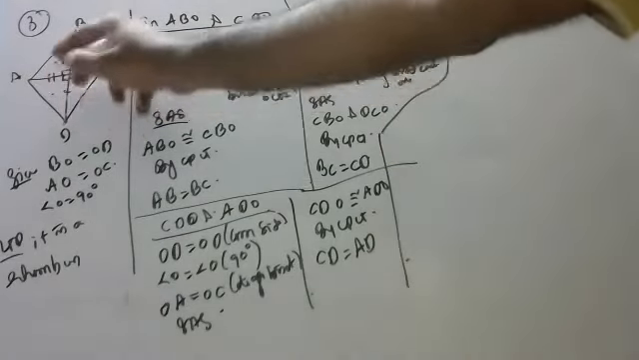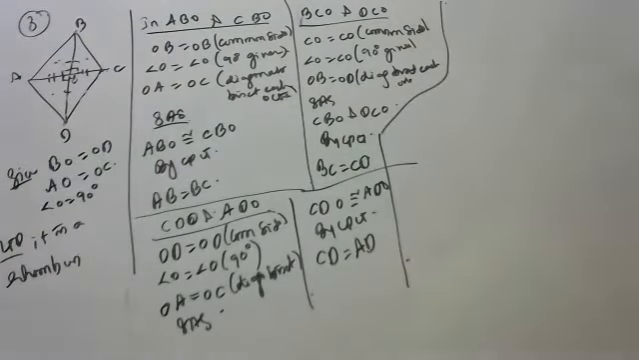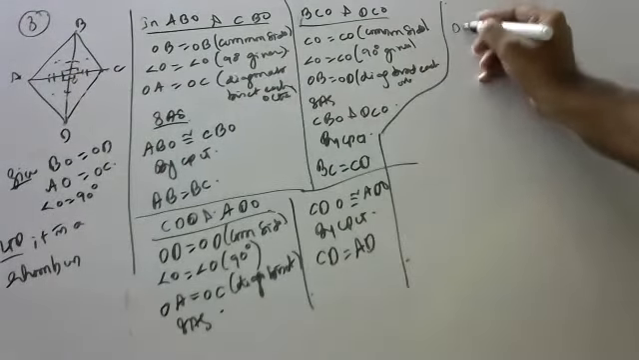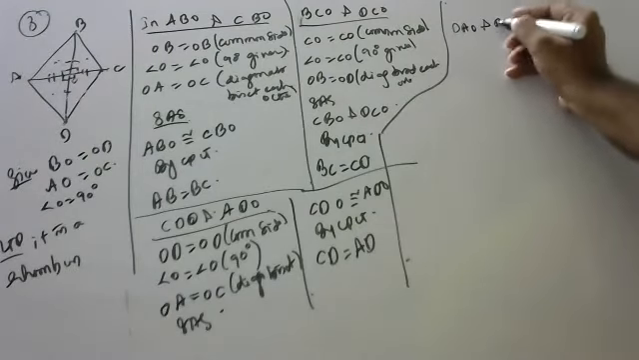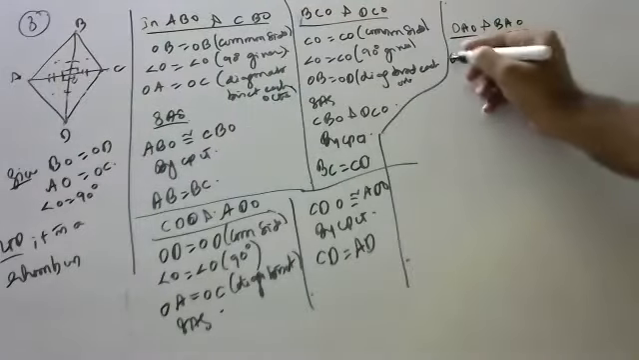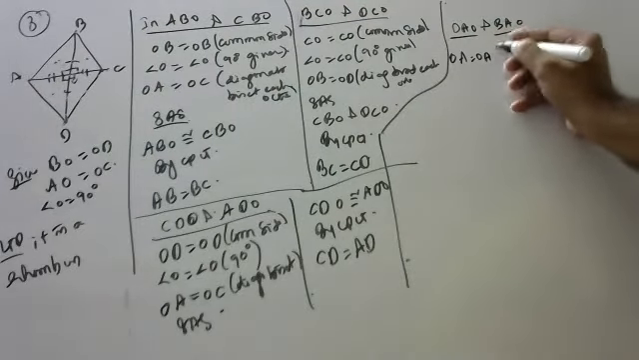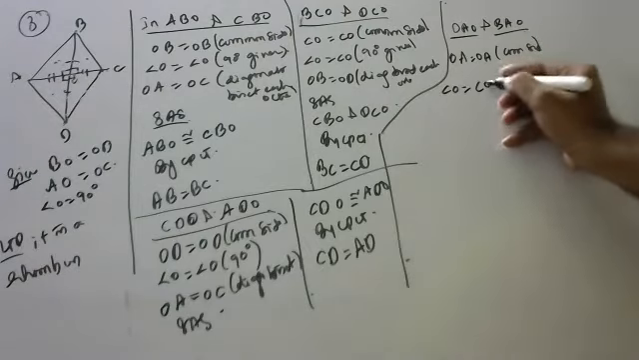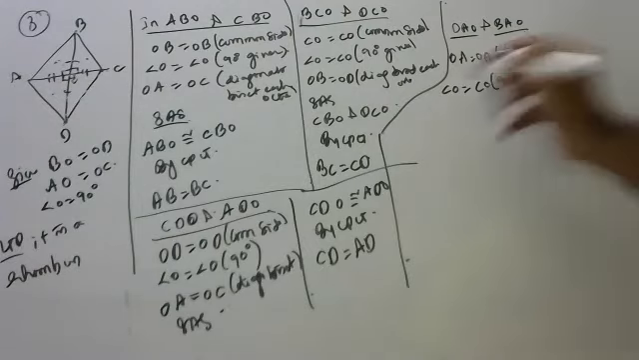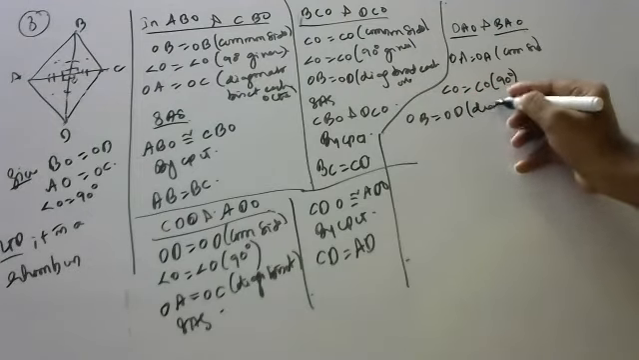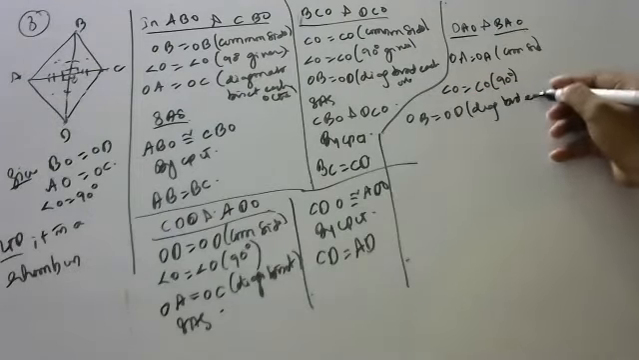Now see these two triangles. What is the name of these two triangles, children? DAO and BAO. In DAO and BAO, AO is equal to AO. Why? Common side. Angle O is equal to angle O. Why? 90 degrees. OB is equal to OD. Why? Diagonals bisect each other.